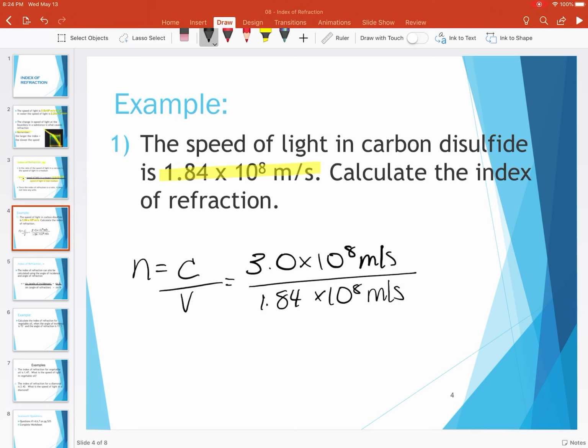Okay, and so when we make that division, the easiest way here is that 10 to the 8 and that 10 to the 8 are going to cancel out. The units are going to cancel, and 3.0 divided by 1.84 is going to give us an answer of 1.63. An index of refraction does not carry units with it. It is considered to be a ratio. Okay, so our final answer here for the carbon disulfide, the index would be 1.63.